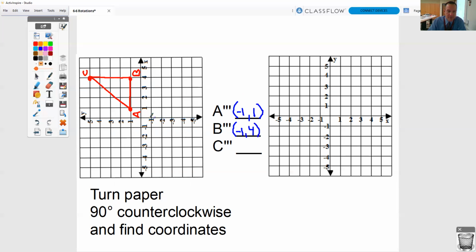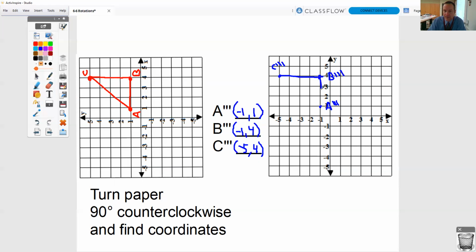For C triple prime, starting in the middle, over to 5. We're not going over to 5, we're going over to -5. So over to -5, up to +4. Now we are going to graph these on this graph. Over to -1, up to +1. This is A triple prime. -1, 4. This is B triple prime. And over to -5, up to +4. This is C triple prime.